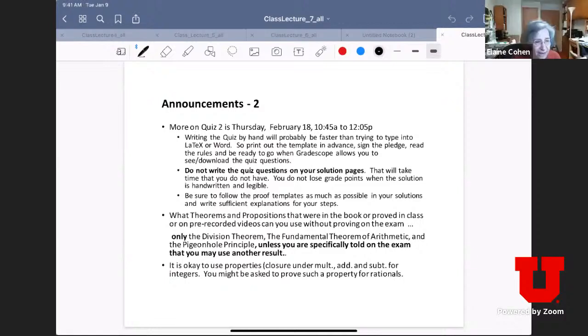Okay, so now the question is, what are the theorems or propositions that were in the book or proved in class or on the pre-recorded videos that you can use without proving on the exam? The answer is not many. The division theorem, the fundamental theorem of arithmetic, and the pigeonhole principle, unless you're specifically told on an exam question that it's okay to use a certain result.